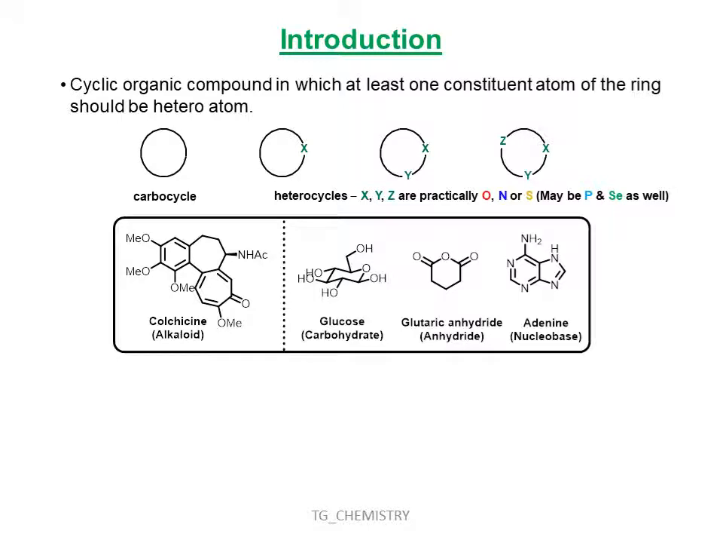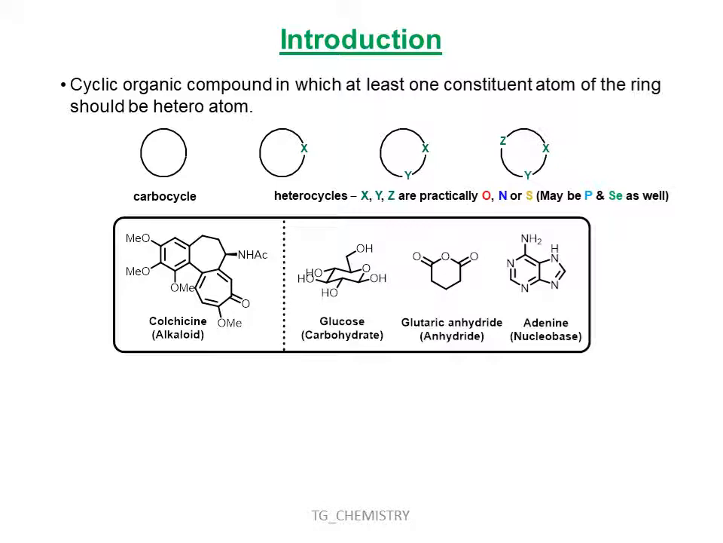To begin with the definition of heterocyclic compounds, you can see here four cycles. The first one is named carbocycle, where there is no X, Y, or Z. This is only made up of carbon atoms. Heterocycles are cyclic compounds in which at least one constituent atom should be a heteroatom.